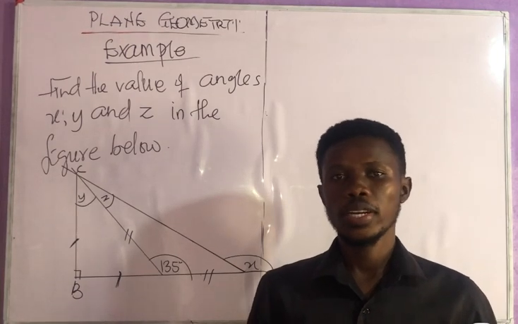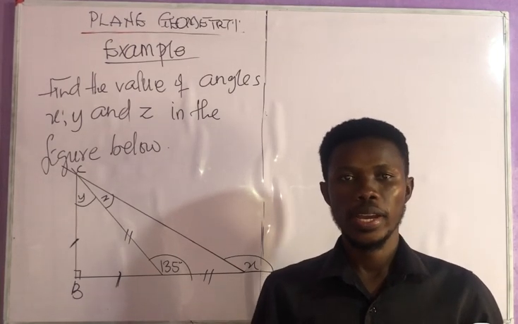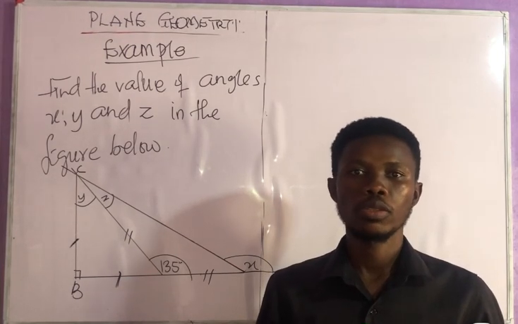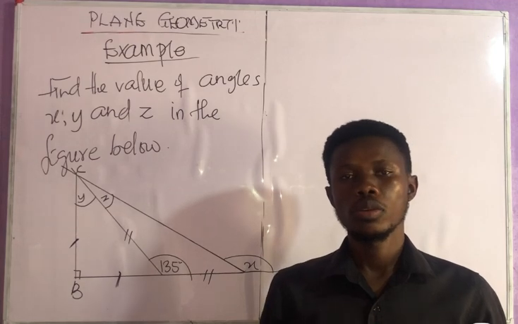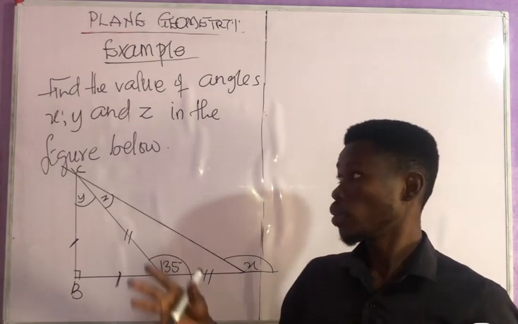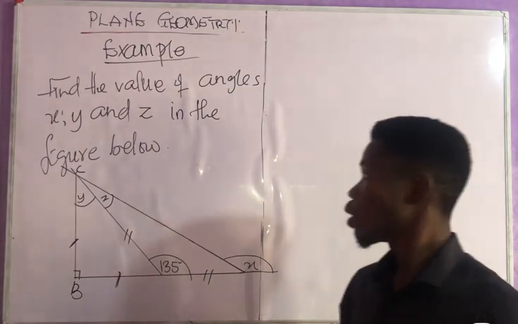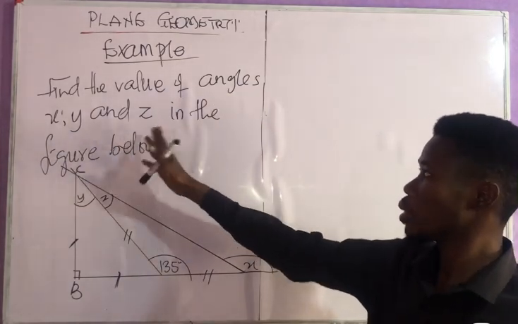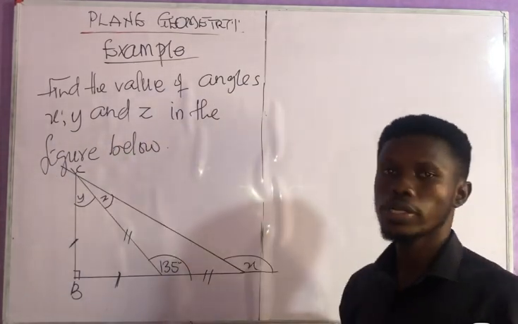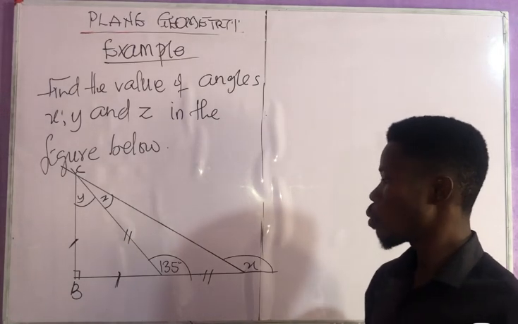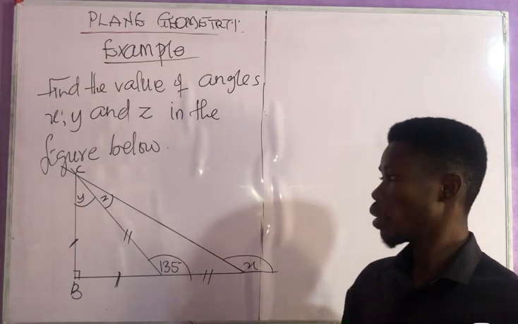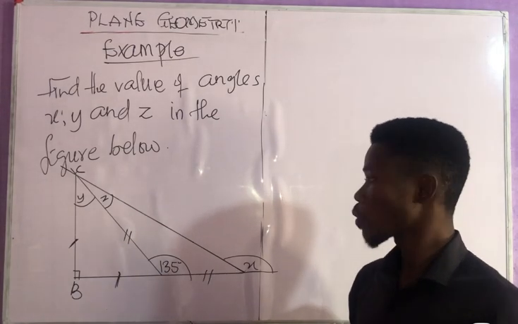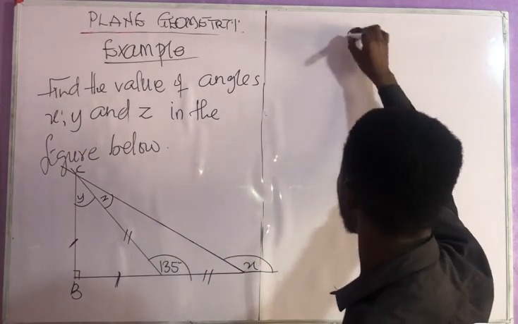Now we are going to look at examples under the triangles. You have learned the properties of triangles and types of triangles, so you're going to apply them in these examples. First example: find the value of angles x, y, and z in the figure below. So this is the figure, and you want to find the values in this figure. Is that okay? So now let's start.